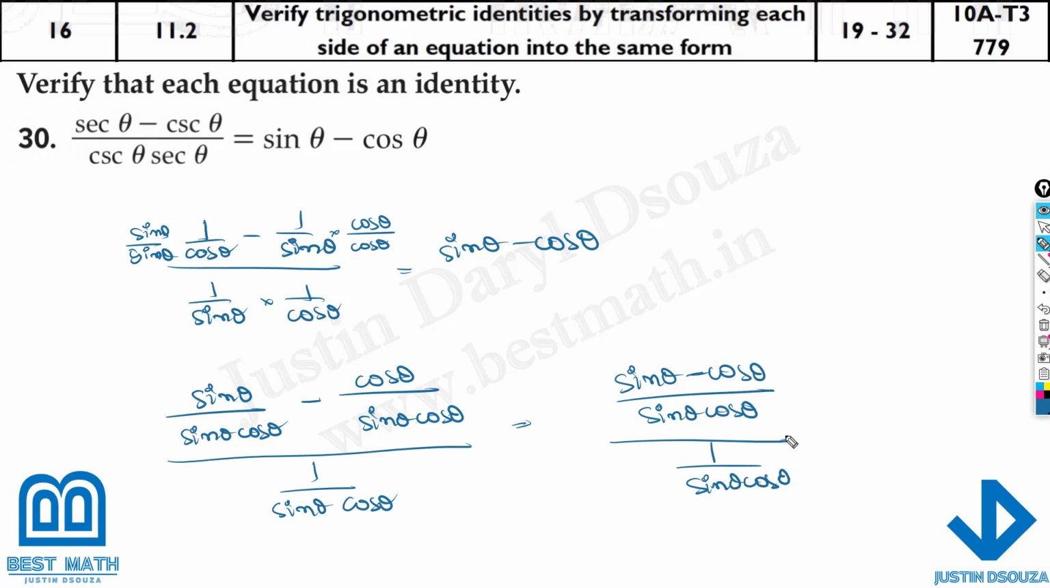Now we got a similar problem just a while ago. We can easily cancel these both, because this swaps and goes up to the numerator and 1 will be in this denominator position. So this and this cancel. You're remaining with sine theta minus cosine theta. Here LHS is equal to the RHS and hence proved. So that's how we solved it over here.